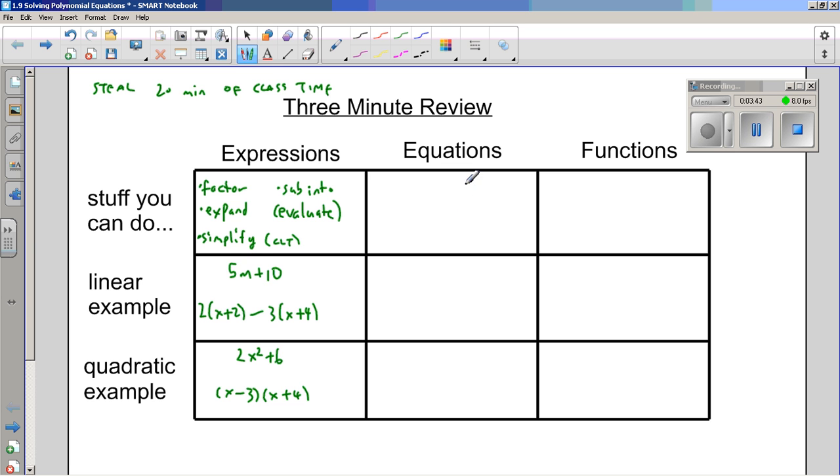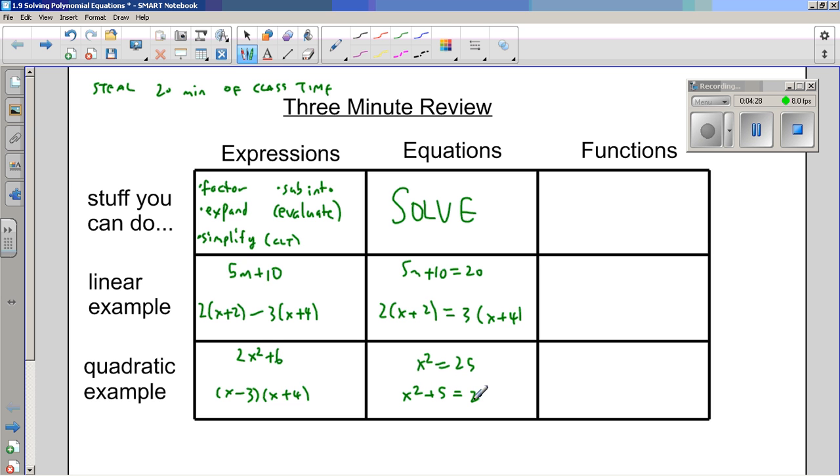An equation is when we've got an equal sign where the left side and the right side are both expressions. What do we do to equations? About the only thing that we do to an equation is solve. We solve them. A linear equation might be something like 5m plus 10 equals 20, or we could have this sort of thing, linear equations, where each side is an expression. For quadratics, this is like grade 10, solving grade 10 quadratic equations, where each side is an expression. The maximum degree is 2 for a quadratic, and that's what we do for equations.